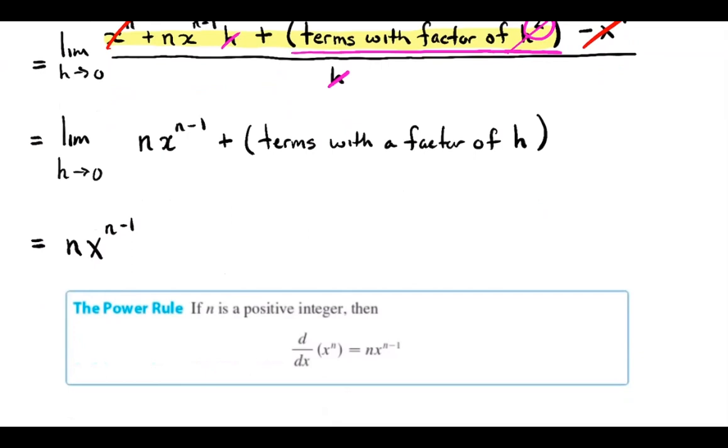All right, so what's the author saying? He's saying that if n is a positive integer, remember what that means. It just means that n is a whole number greater than 0. So n is a number like 1, 2, 3, and so on. Then the derivative of x to the n is n times x to the n minus 1. So you can memorize that formula by saying, you take your old exponent, the n, and you make it a coefficient, and then you write x to the number that's 1 less than that, right?